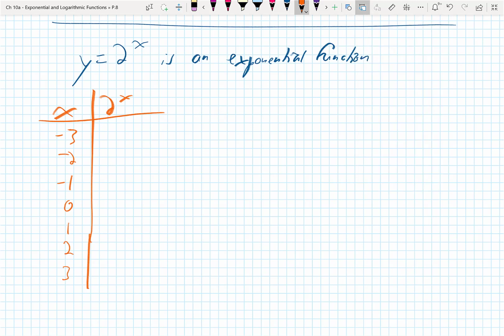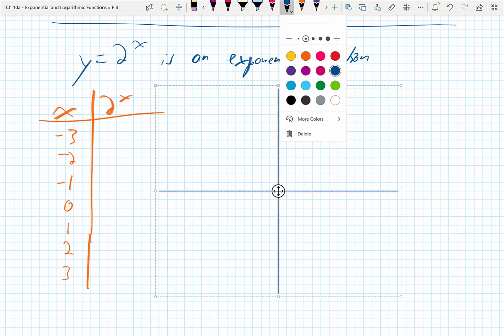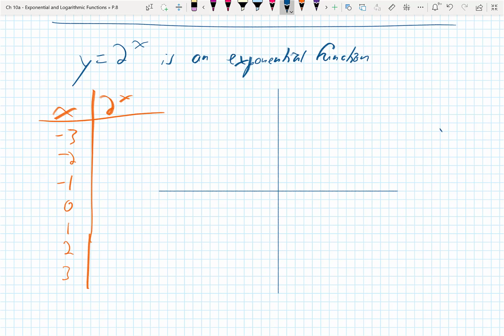So while I start putting the grid down, you guys are going to be putting in the t-chart values. Go. Plug in the t-chart values. X is -3. What is 2 to the x? What's 2 to the -3rd? Let's continue the pattern. 1/8, 1/4, 1/2.